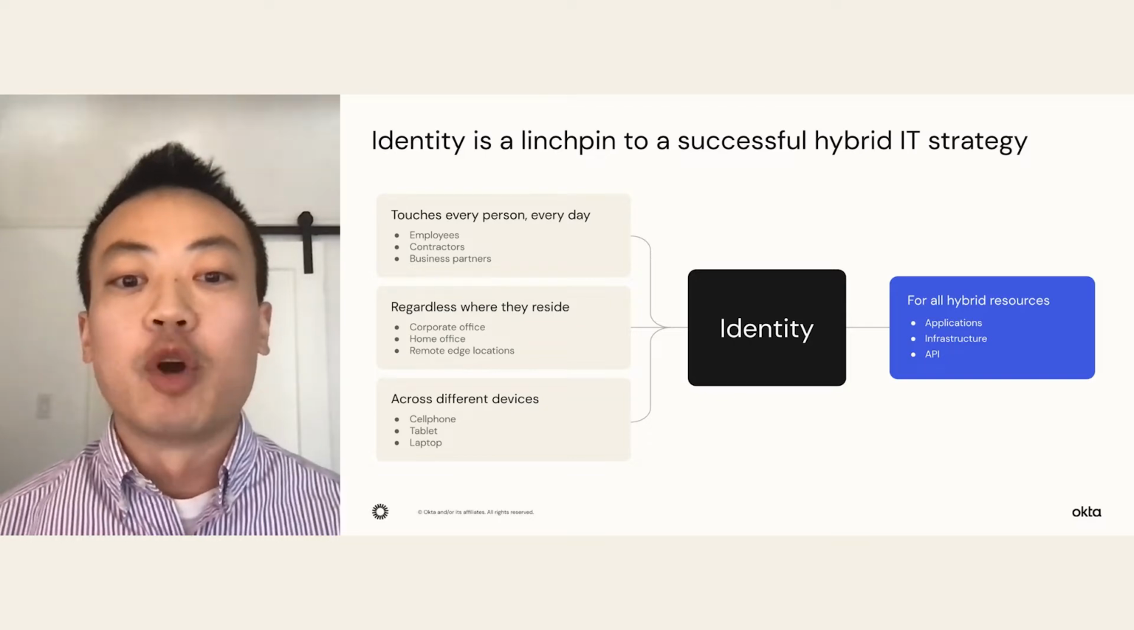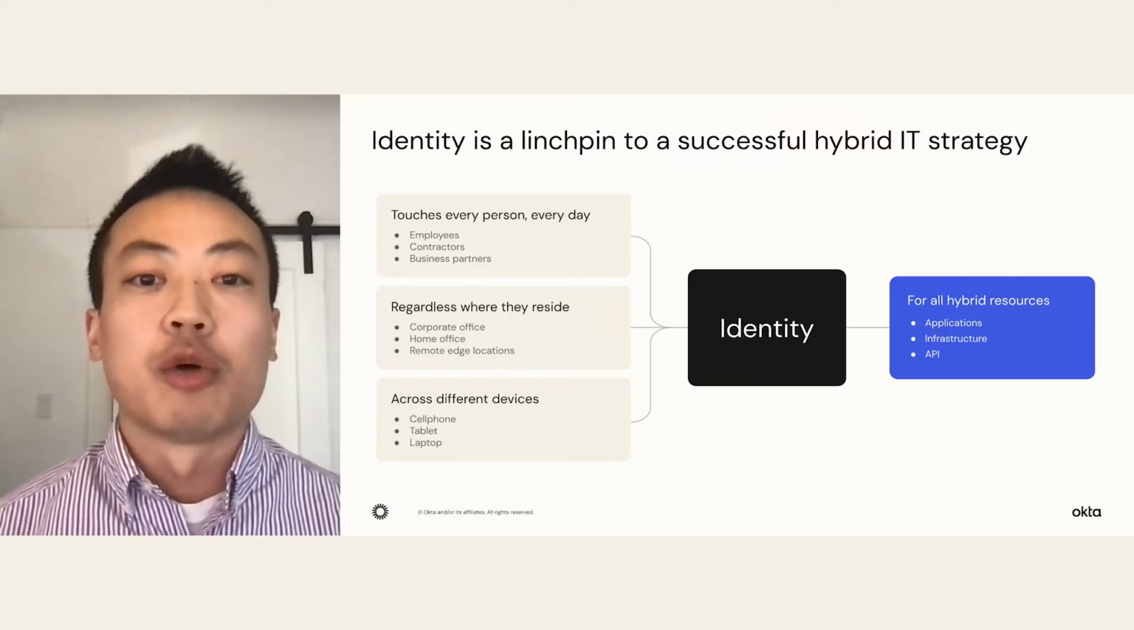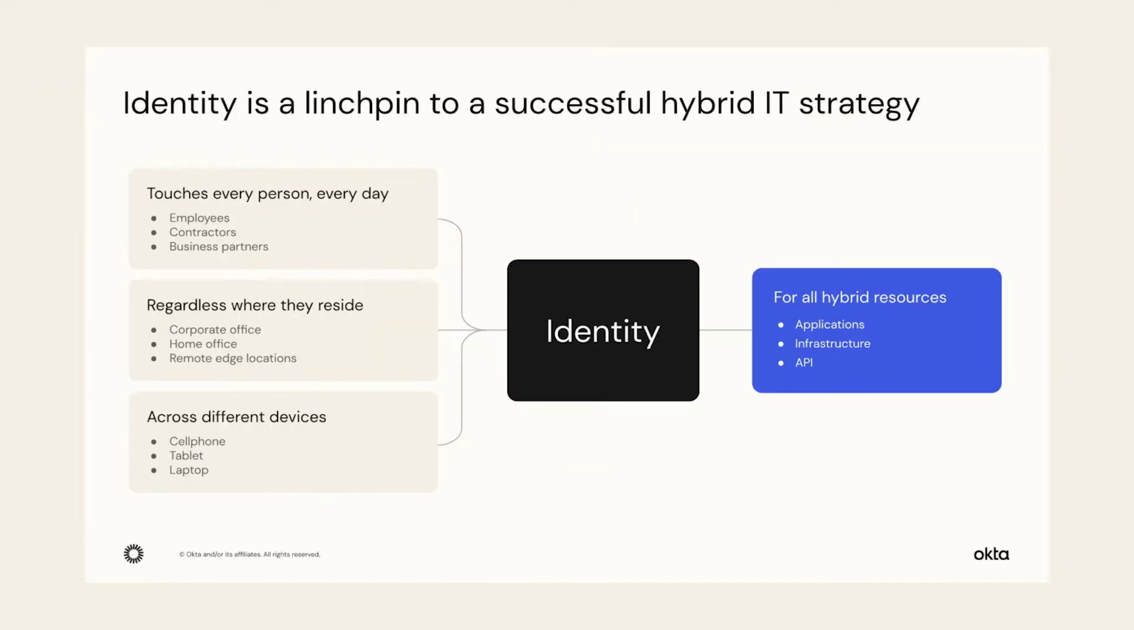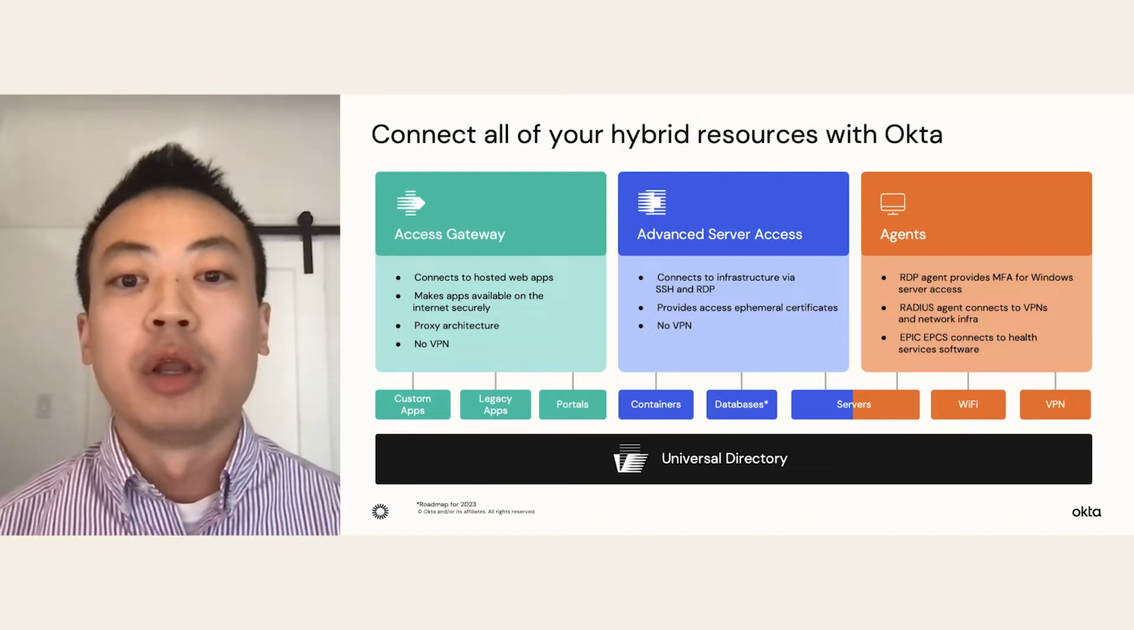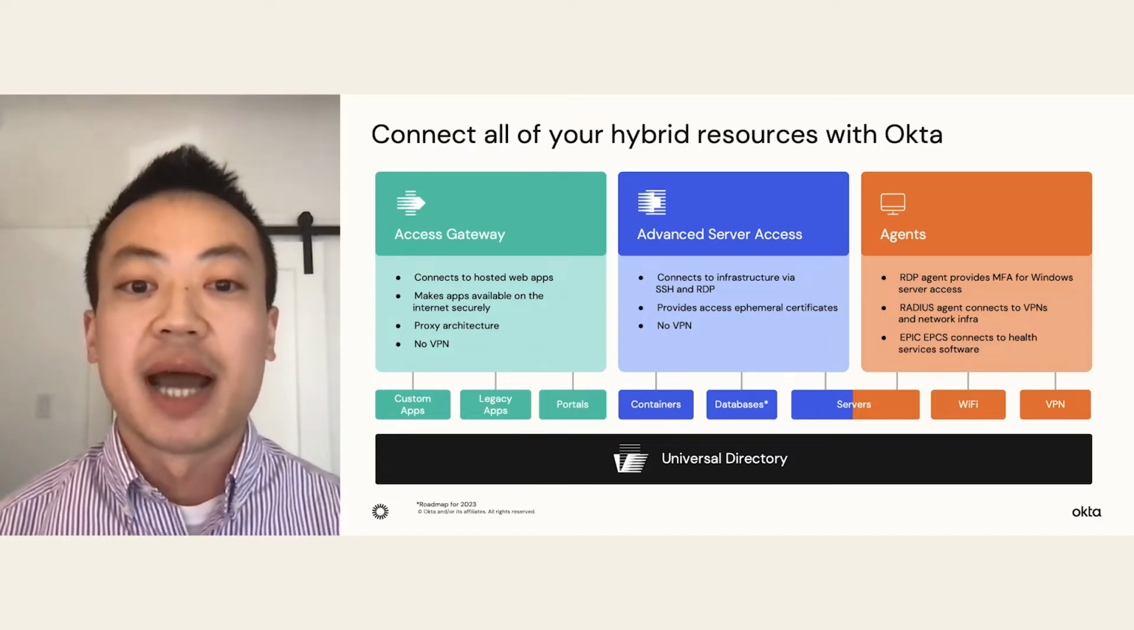And identity is the focal point of your hybrid IT strategy, as it's the connected fabric across your people, resources, and things, and effectively the new security perimeter in your distributed hybrid environment. And the right approach to identity would be a great enabler for a successful hybrid IT design. And Okta is the most complete identity and access management platform to address all of your hybrid identity needs, enabling you to integrate all of your hybrid resources onto a single platform and under a unified identity.